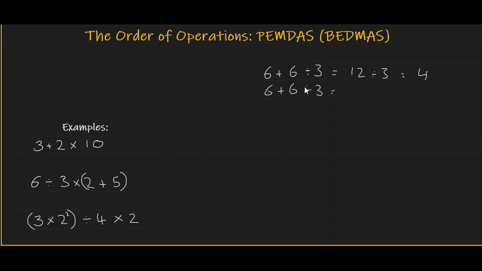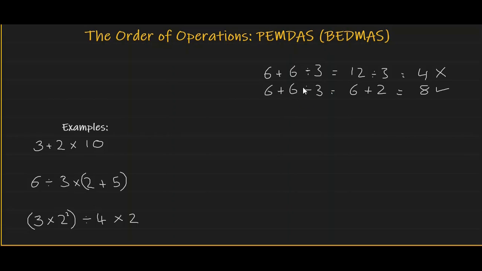Now, if instead of doing the addition first, you do the division, you would be doing 6 plus 6 divided by 3, which is 2. This will give you 8. So you do get two different answers, but one of them is correct and the other one is wrong. Now, how do you know which one's correct and which one isn't? You are basically supposed to follow the order of operations.